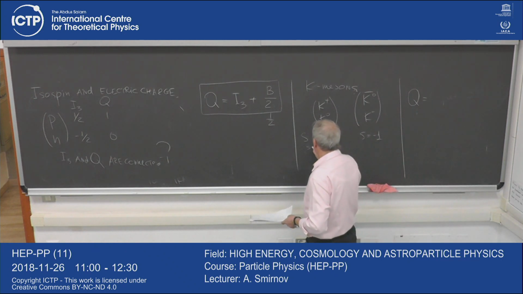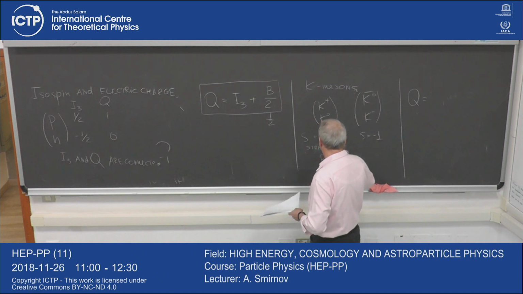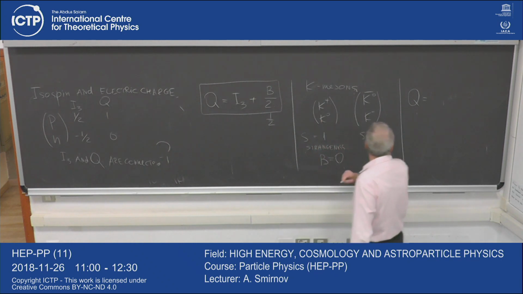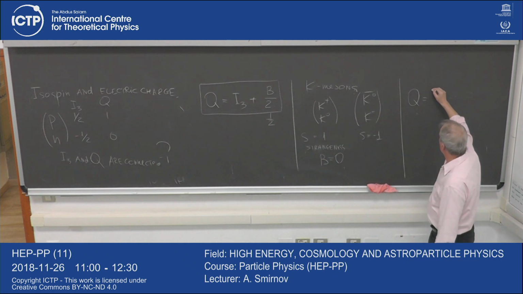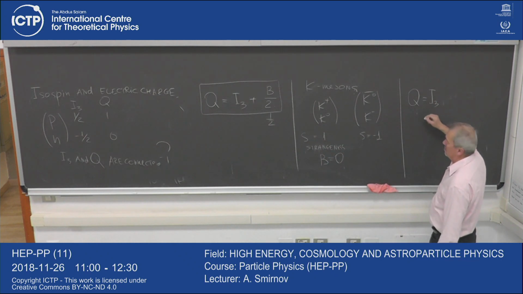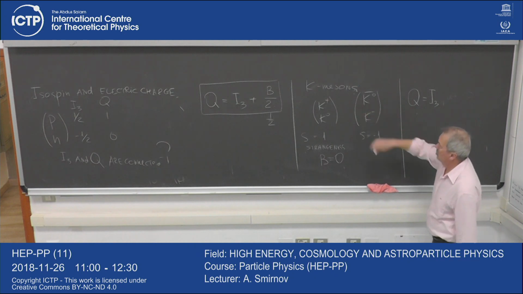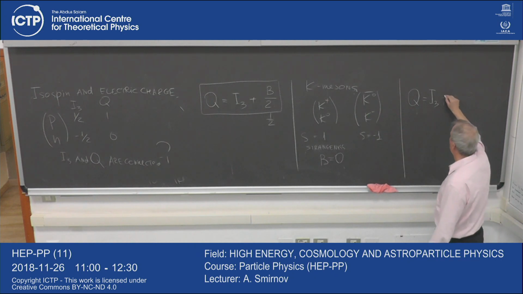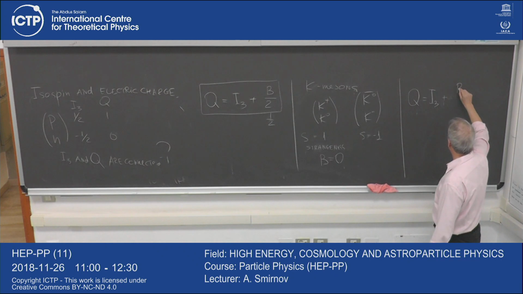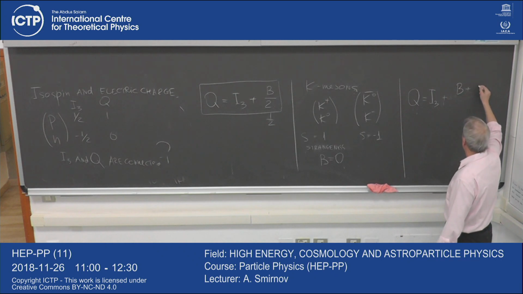And this formula can be generalized, taking into account strangeness. So this is strangeness, not spin. So we can do this in the following way. I3, which is describing difference of charges in up and down components, plus B, so let's keep B, also it's 0, but add strangeness.